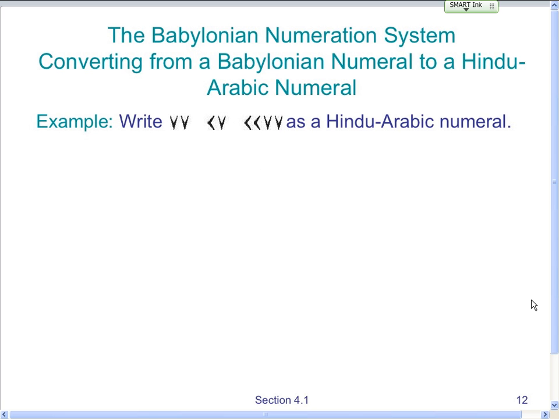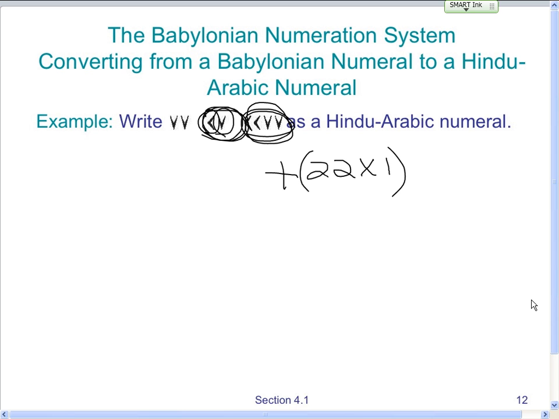All right, so let's see what we have. Figure out what quantity this represents. So we've got 2 of the 10s and 2 of the 1s. 2 of the 10s, 2 of the 1s, that would be 22, and this is in the 1s place. So this says take 22 and multiply it times 1. Okay. This is in the 60s place, so whatever quantity that is, we're going to multiply times 60. So we've got a 10, we've got a 1, that's 11. So we're going to multiply 11 by 60.